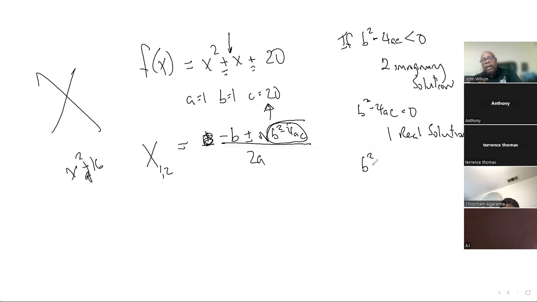If b squared minus 4ac is greater than 0, you have 2 real solutions. It's a good summary of what we've been doing here. B squared minus 4ac is called, there's a name for it, the discriminant.